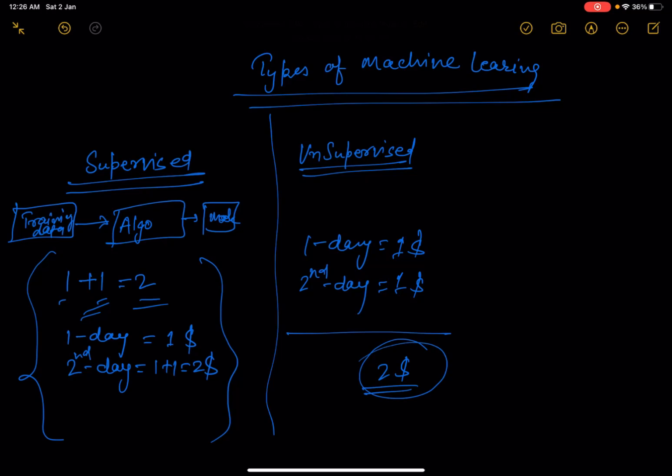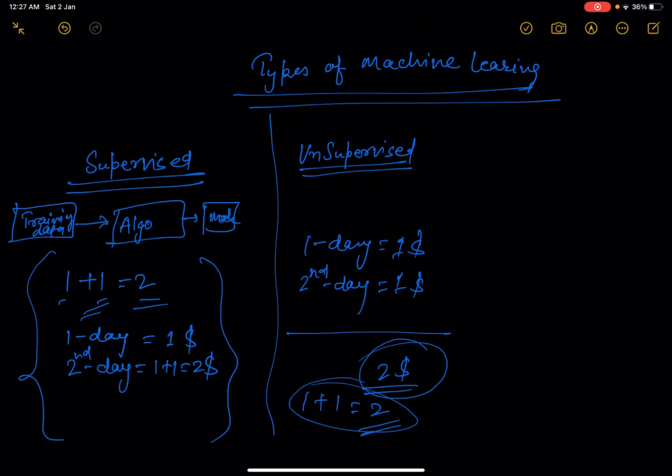That when we add 1 plus 1 it equals 2. Here nobody teaches that 1 plus 1 is 2, but we learned it from the outcome. We worked for 2 days, we have $2, that means 1 plus 1 equals 2. So this is how we learned it by ourselves.